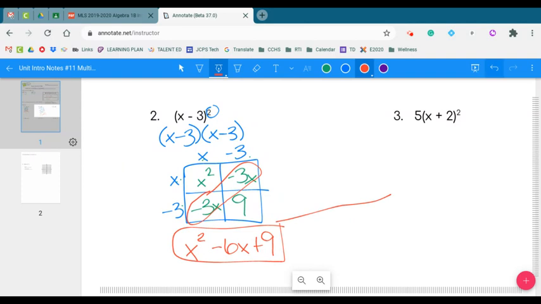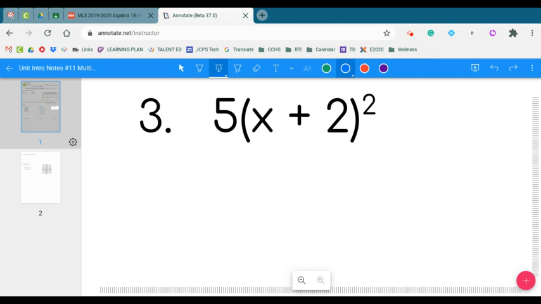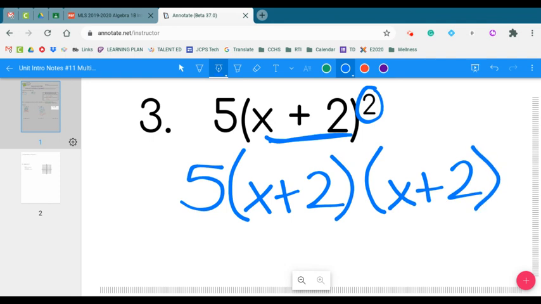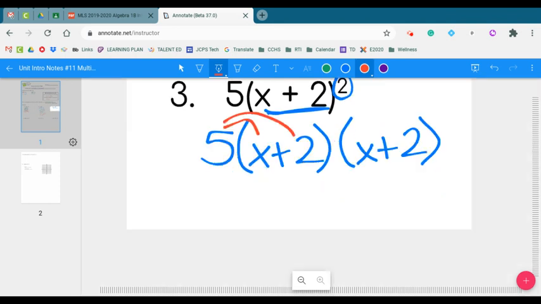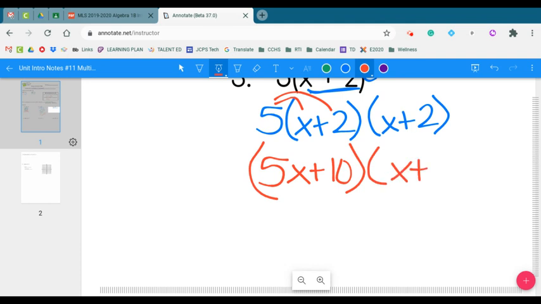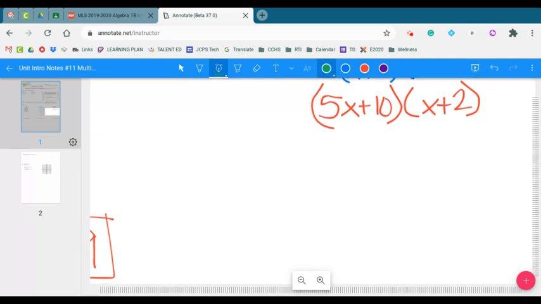So this one we have is a little bit different because we have that 5 in front. Now, whenever you have this, the first thing you want to do is this 2. It means you have 2 of your x plus 2. So we want to write that first. Keep your 5 on the outside. Now, once you have that done, you can distribute this 5. This 5 is only going to go to the first set of parentheses, not to the second. So we have 5x plus 10, and then we have x plus 2. So then I have my two binomials, so I'm going to create my box.